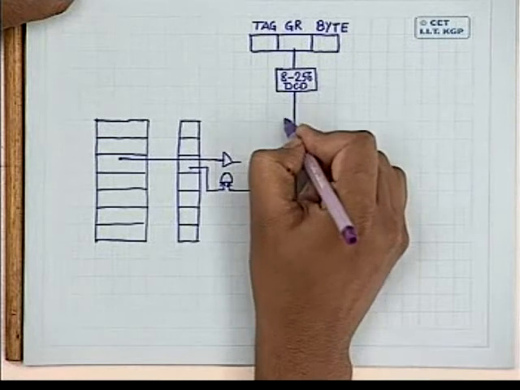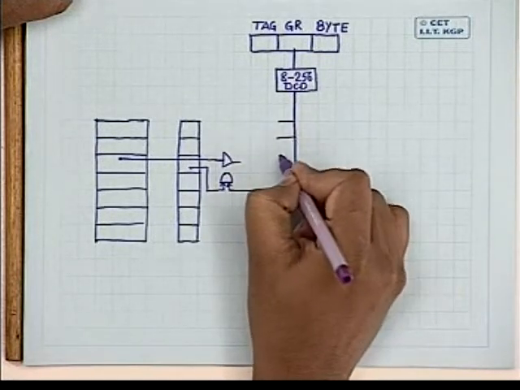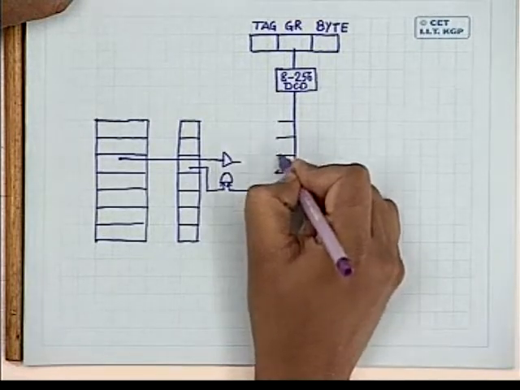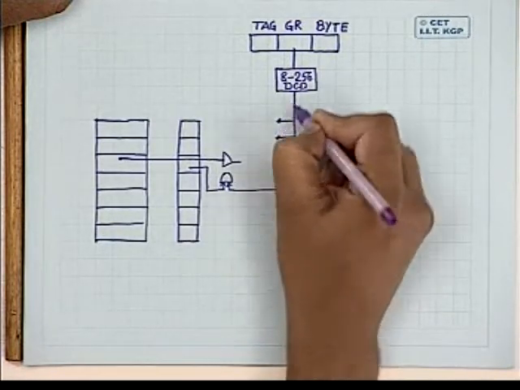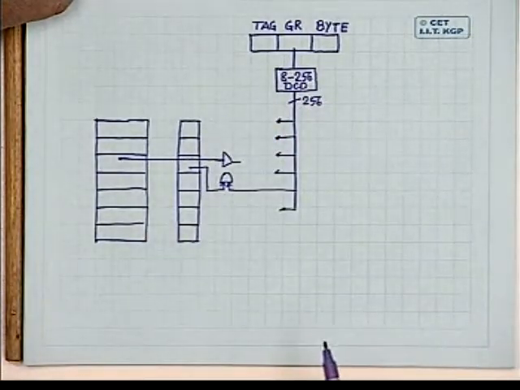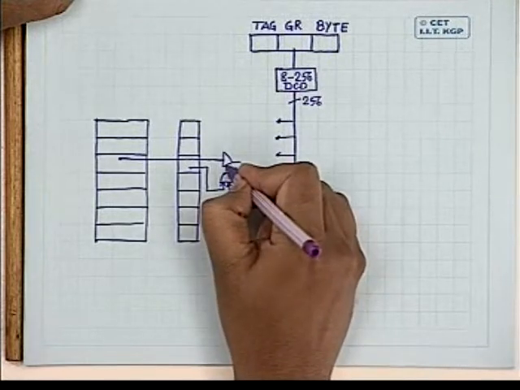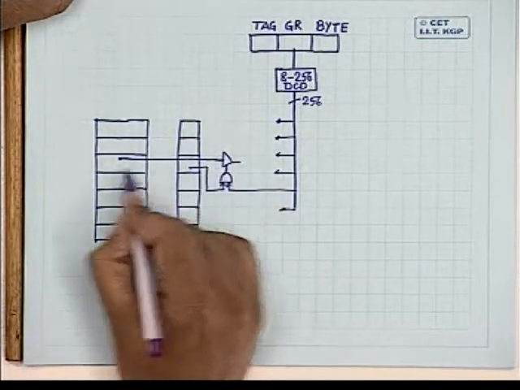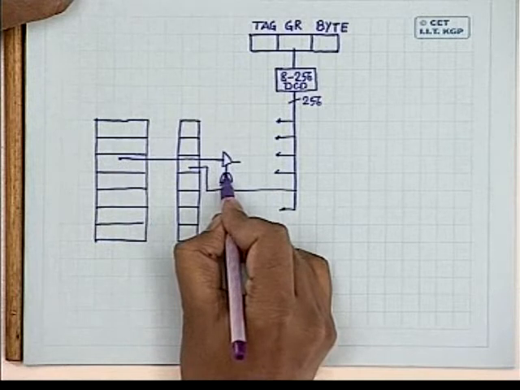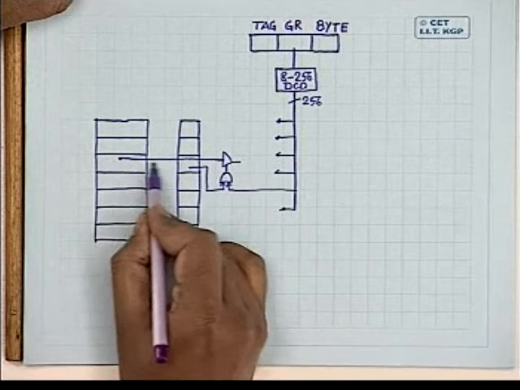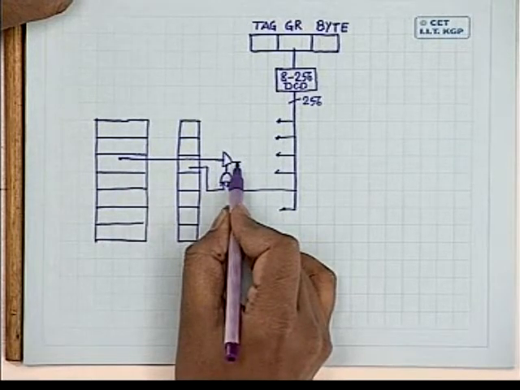This decoder is giving 256 lines. So this is one of the 256 lines of the decoder which is active. So there are 256 lines. And the output of the AND gate is used to activate this buffer. So if this AND gate output is 1, then only this tag memory content will be available at the output of the buffer.